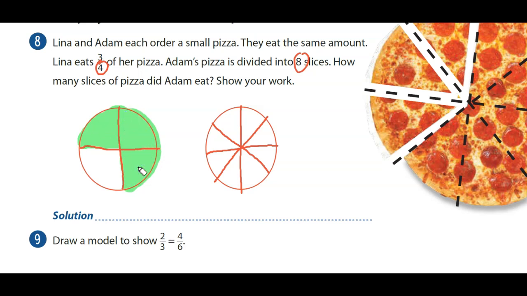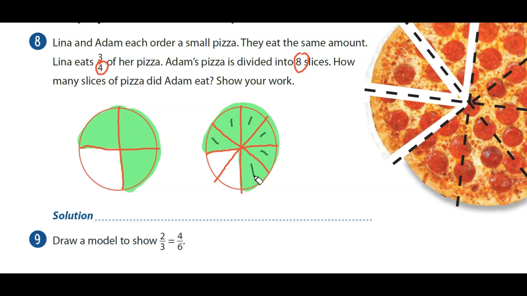So I'm gonna do the same thing, but on that side. It looks like it went across like this, and then straight down, right? And then I'm gonna highlight, shade in all this. Does it look the same? Okay, the same amount, right? Now I need to know, well, how many slices is that for Adam? Well, let's see. 1, 2. 1, 2, 3, 4, 5, 6.